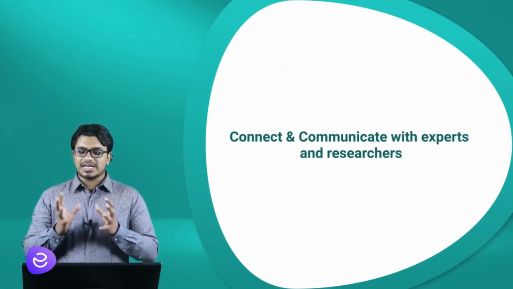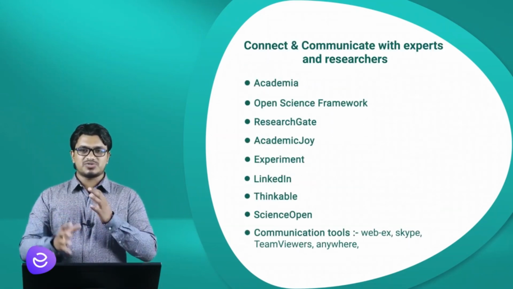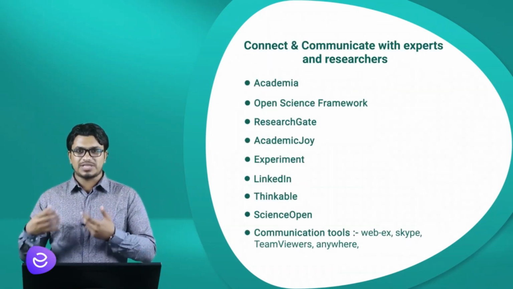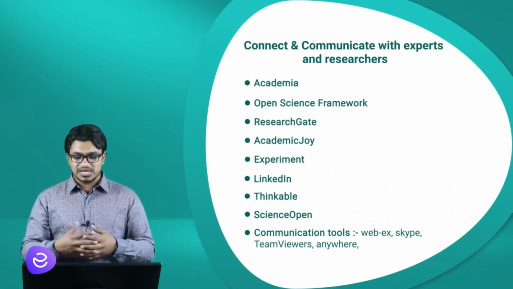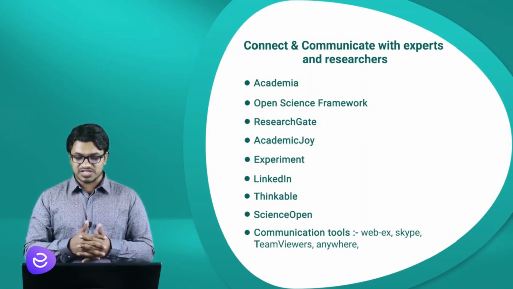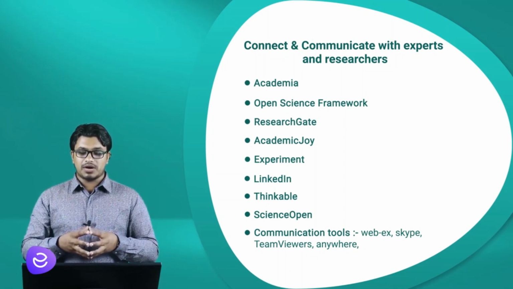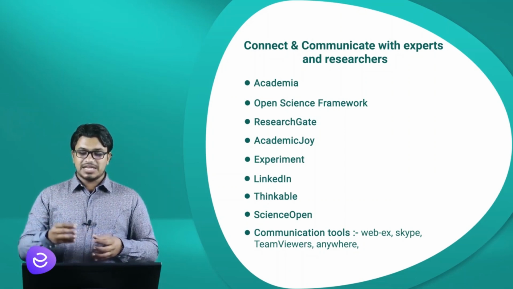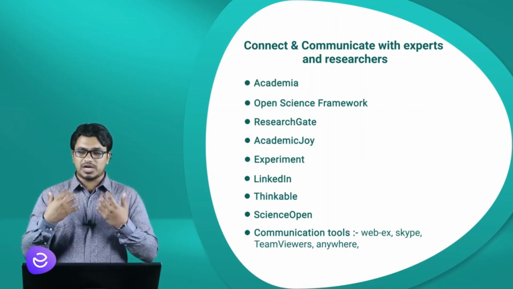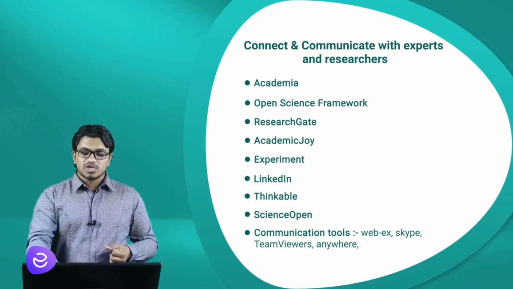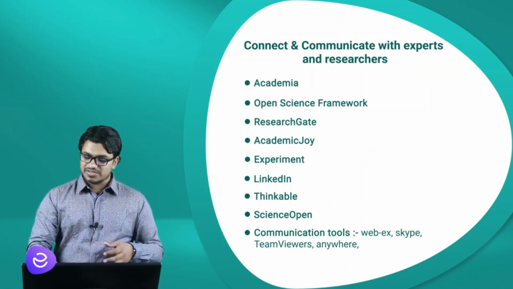Then we can connect and communicate with experts and researchers through Academia. Academia is an online portal where we can speak and chat with experts. Then ResearchGate, another example we said earlier, is also a social network for researchers. Then we have Academic Joy, then a platform called Experiment. Then we have LinkedIn, which would be familiar to you. We can connect to people with the same interest. So all these you can use to connect and communicate with experts and researchers.